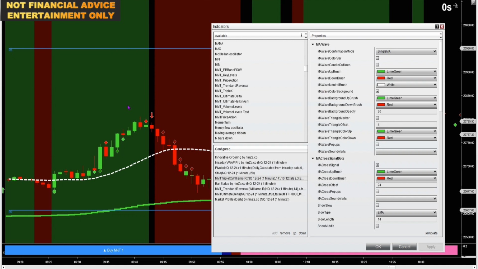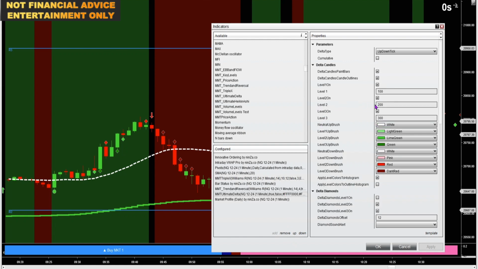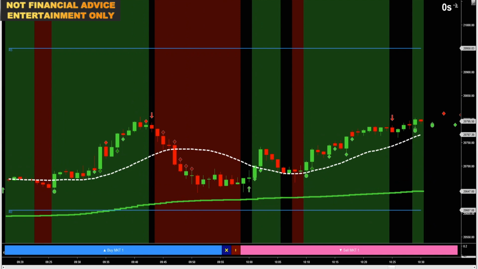So this background is reading the condition of the MA wave in single moving average confirmation mode. For the ultimate delta, my level 2 is 200, my level 3 is 300. I've just got the delta diamonds on for level 2 and level 3. And those delta settings are particular to the NQ 1 minute chart. I would absolutely change those if I was trading a different instrument or even a different time frame on the NQ. So I hope you got some good ideas of fun things to play around with.